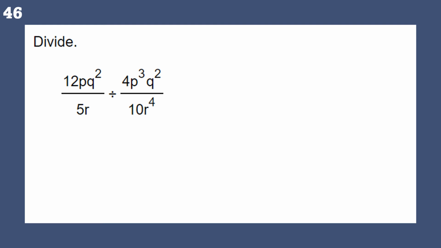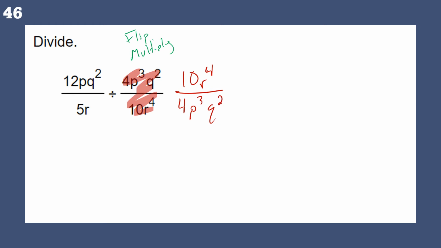Divide. Okay, so these are two fractions. And the truth is, I've never divided two fractions before. What I do is I flip and then I multiply. So that's exactly what I'm going to do right here. I'm going to take this second equation, this one right here, and instead of writing it like that, I'm going to flip my problem upside down and write 10r to the fourth over 4p to the third q squared.